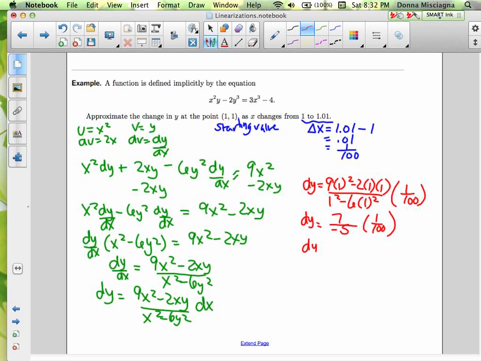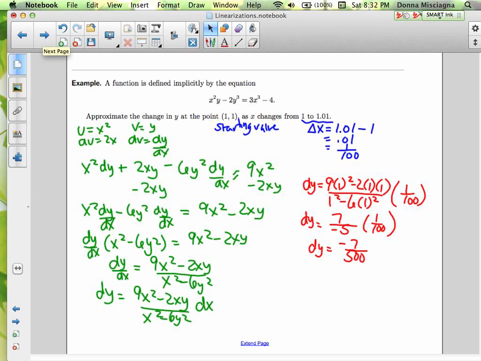So here we'll decrease a little bit. dy is equal to negative 7/500ths. So that's how much y will change if x increases by 0.01. And that's all there is to it.